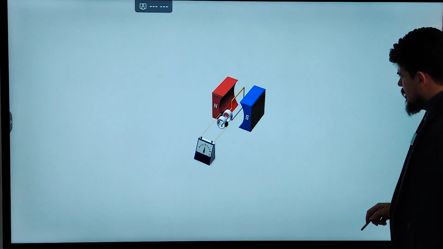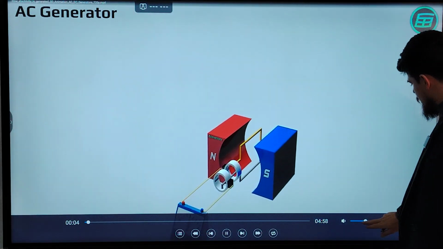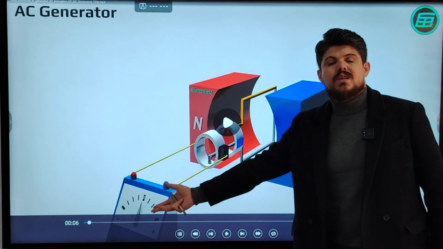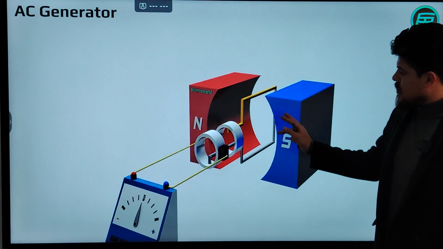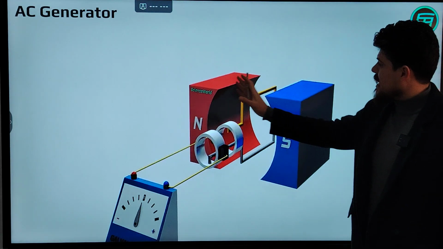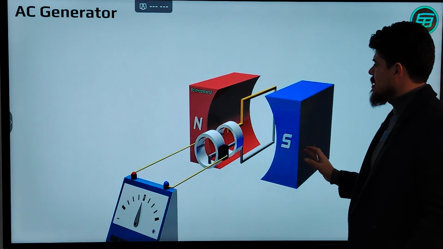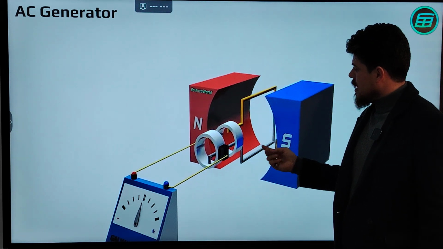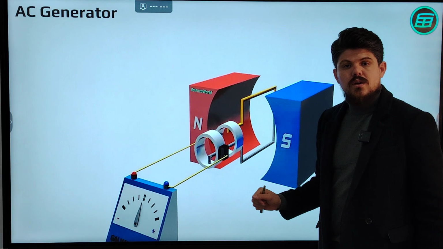Guys, look at this video. What you're looking at is a very simple alternating current or AC generator. We have a galvanometer to indicate the induced current in this loop by rotating the coil. We have a magnetic field, a permanent magnetic field, north, south. We have a conducting loop, armature, and two slip rings and two brushes.